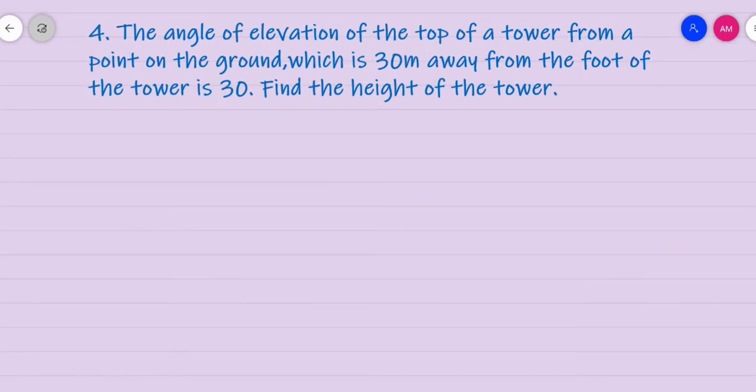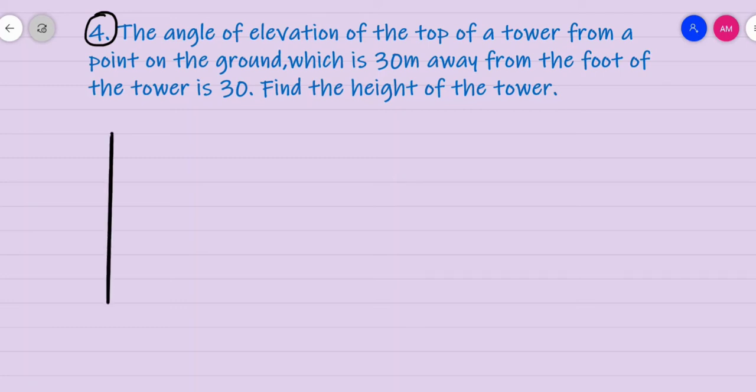So see question number 4. What is given in question number 4? The angle of elevation of the top of a tower. That means here we are being spoken about a tower. Let us say that this is the tower. First of all, I am making the tower. Okay. Suppose this is the tower.